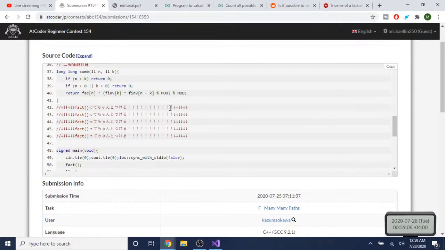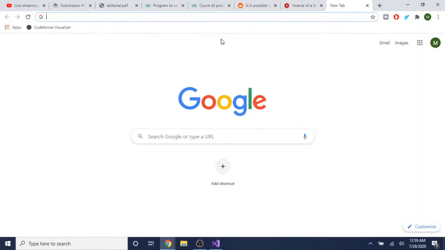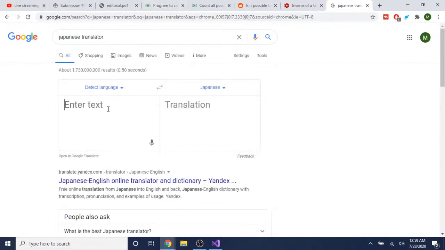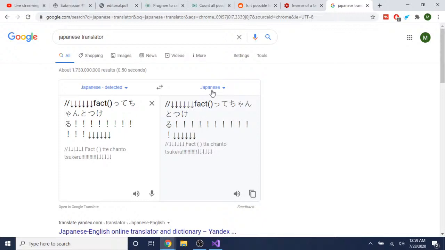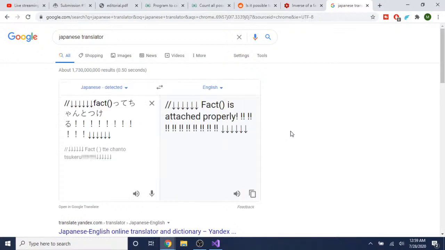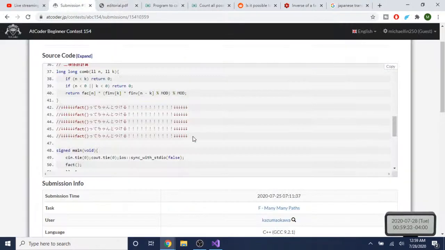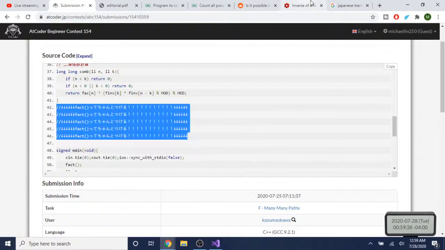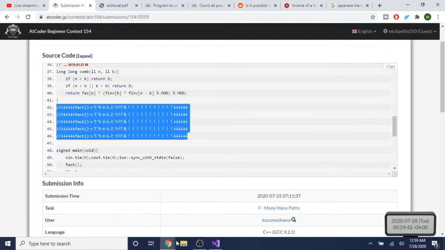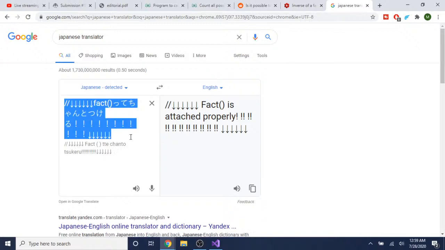Let's actually look at the translation of this Japanese. Maybe this might be... this doesn't tell me anything. Let's translate it to English. "Fact is attached property." Is this some nonsense or something? It's not nonsense. It might be some hint.